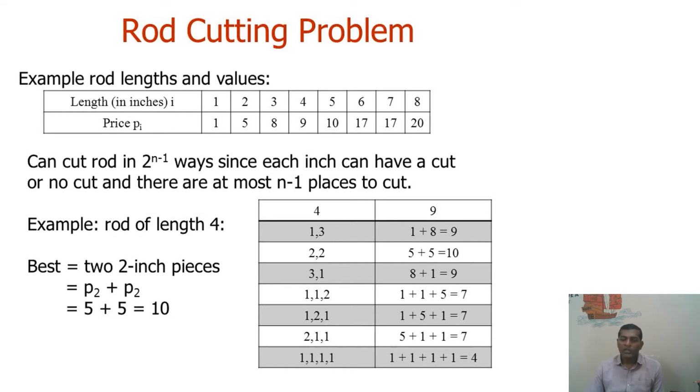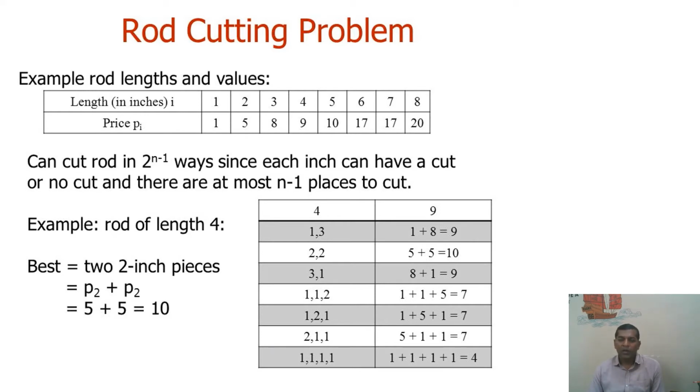What we want to achieve is the maximum profit from selling a rod of some particular length. For example, if we have a rod of length 4, then it can be cut or sold in different ways. If we sell the rod of length 4 directly, we'll get a price of 9, which is already defined here.